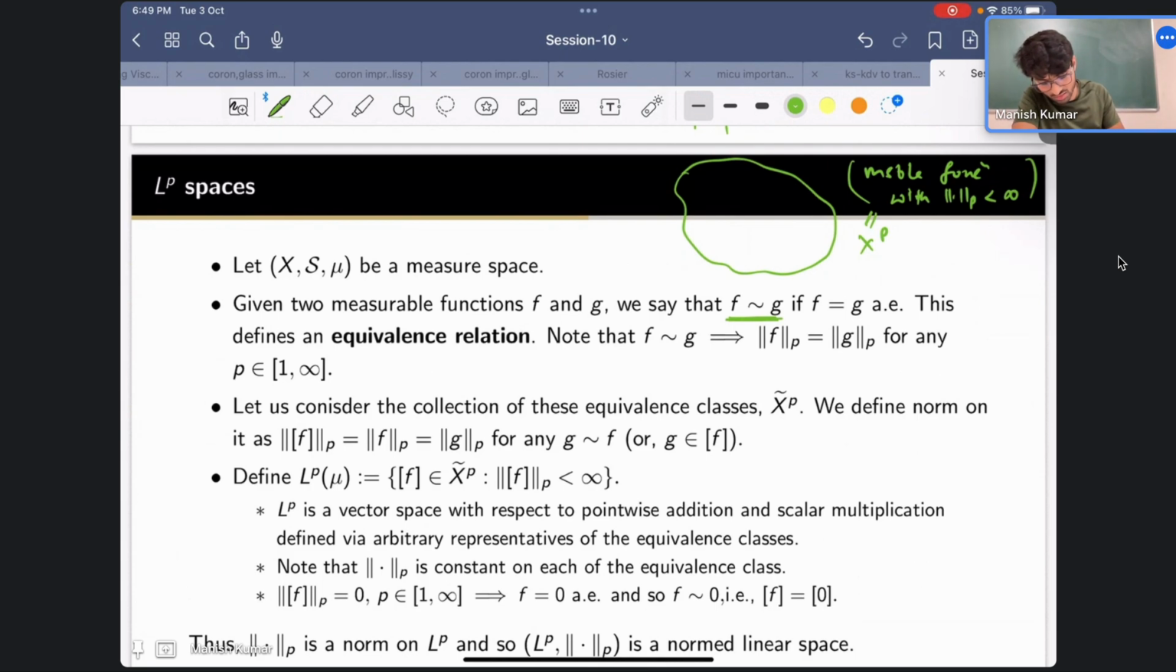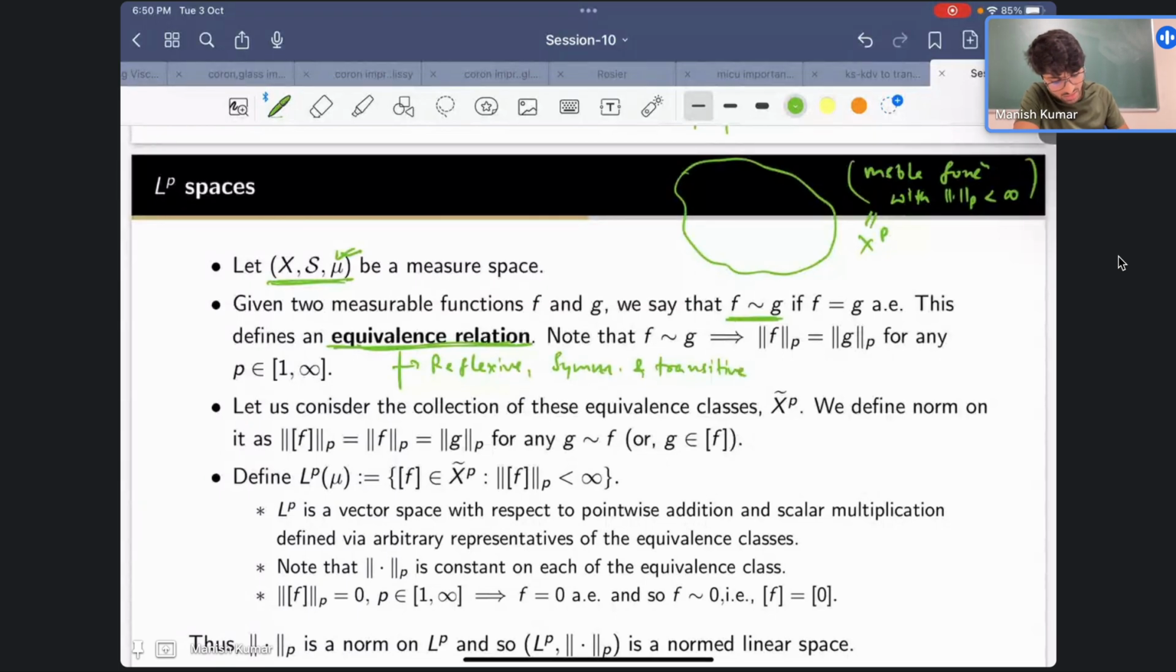Okay, so you have this (X, S, μ) as your initial measure space. So with respect to this μ, these functions are almost everywhere equal. So we say f is related to g if f and g are almost everywhere equal. That means the points where the functions are not equal form a set of measure 0, so a null set. So you can check that this is an equivalence relation. Equivalence relation means that it is reflexive, symmetric and transitive. So you can check that this is an equivalence relation.